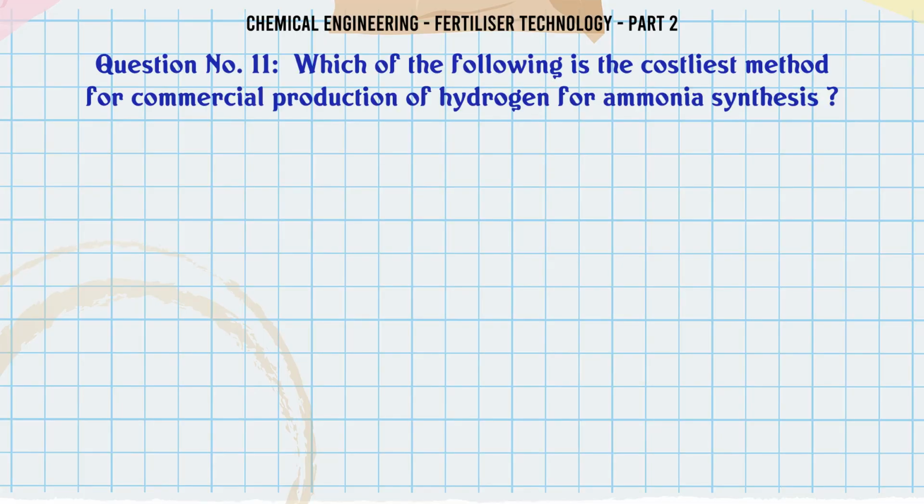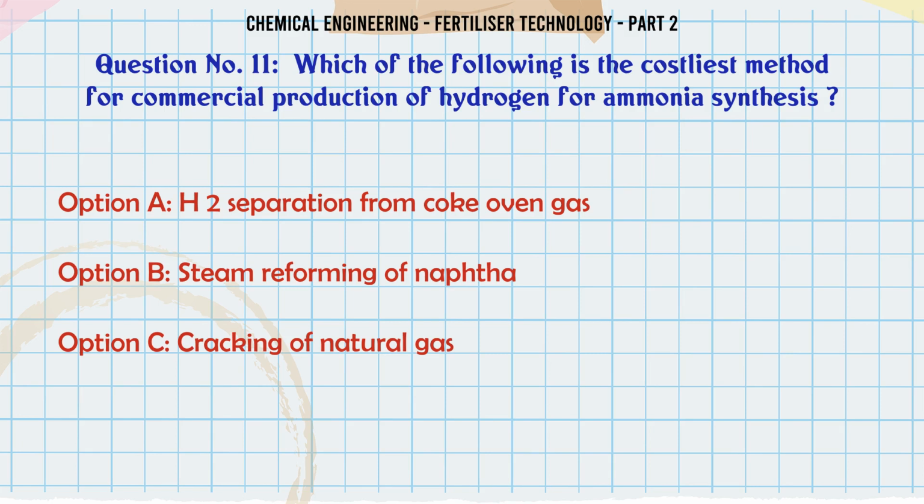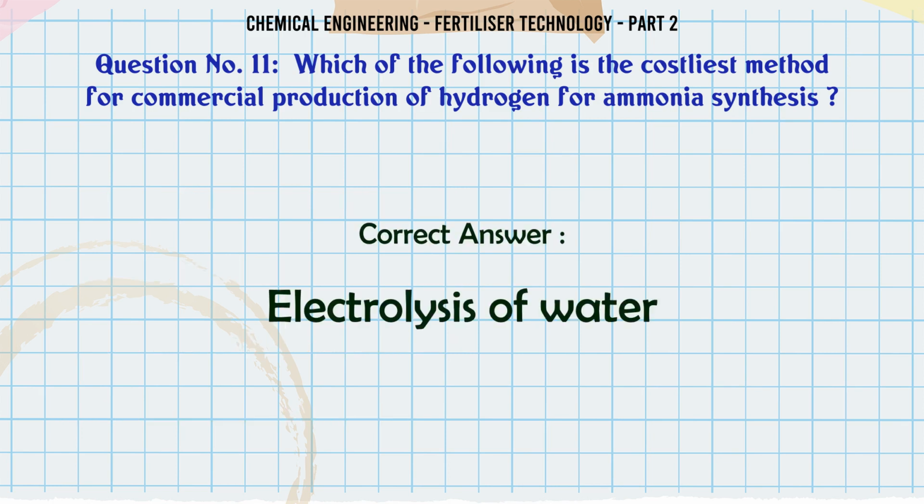Which of the following is the costliest method for commercial production of hydrogen for ammonia synthesis? A. H2 separation from coke oven gas, B. steam reforming of naphtha, C. cracking of natural gas, D. electrolysis of water. The correct answer is electrolysis of water.